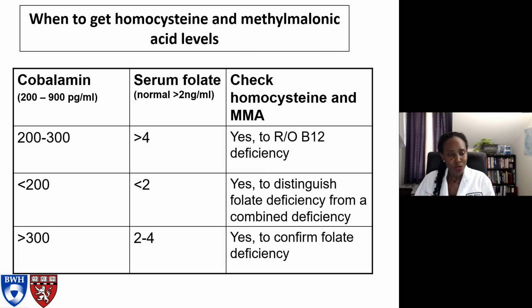So when do we really need to check homocysteine and methylmalonic acid levels? When we have borderline vitamin B12 levels, we need to check those to confirm B12 deficiency. When both B12 and folate are low, we need to check both to distinguish a combined from an isolated folate deficiency. And when folate is borderline also, we need to check them to confirm folate deficiency.